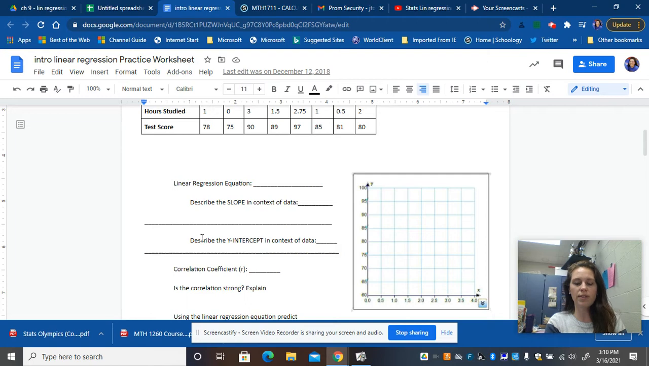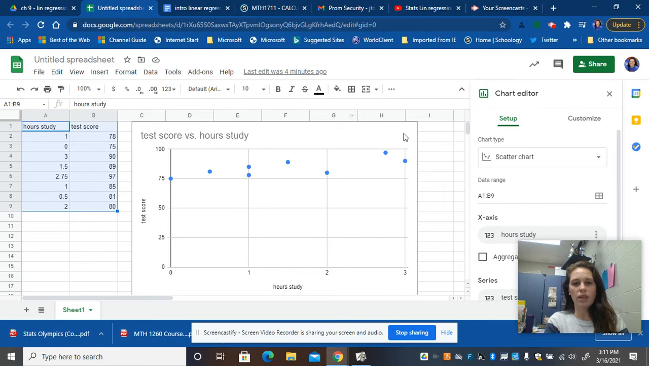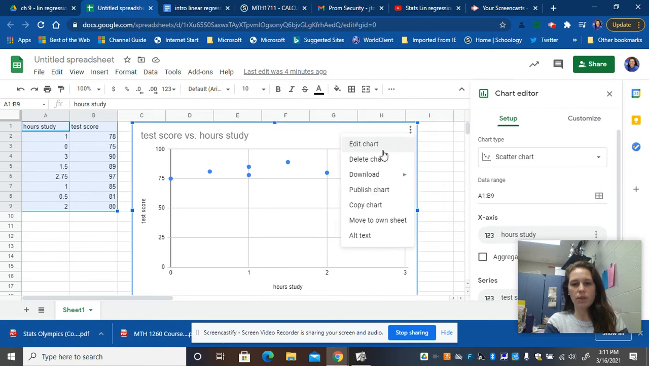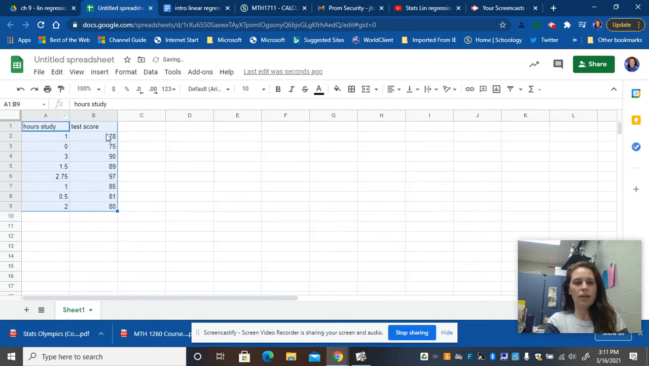describe the slope in context, describe the y-intercept in context, and find what's called the R value, which is the correlation coefficient. So we are going to do this in a spreadsheet. And what you're going to notice is, I'm going to delete this chart. I've gone ahead and typed the data in from the worksheet. So you're going to go ahead and type the data in.